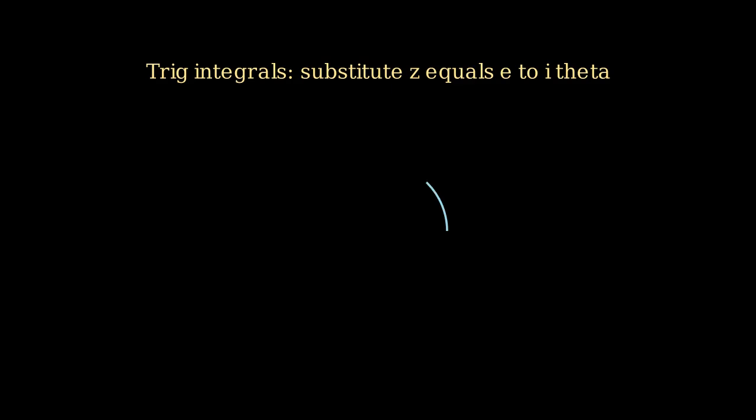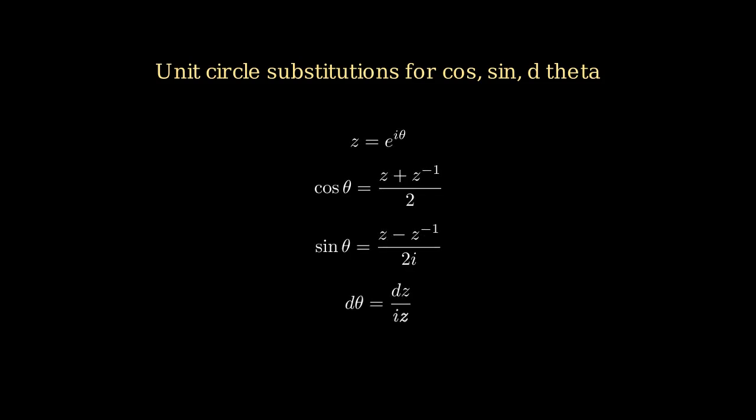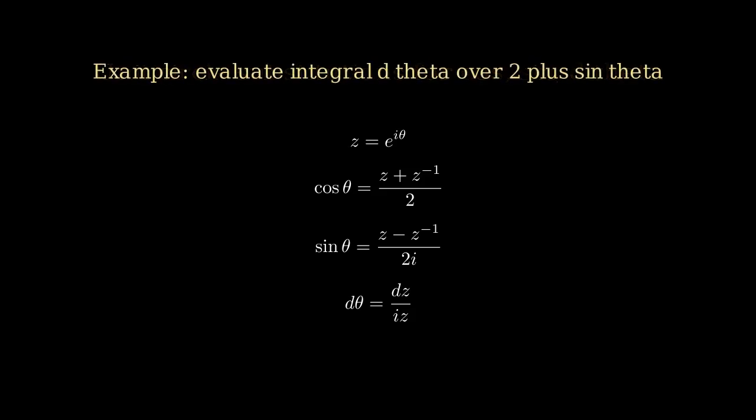Now, pattern to recognize. Whenever an integral runs from 0 to 2 pi and only involves cosine and sine of theta, substitute z equals e to the i theta, converting the whole thing into a closed loop integral around the unit circle. The substitutions are z equals e to the i theta, cosine theta equals (z plus z to the minus 1) over 2, sine theta equals (z minus z to the minus 1) over 2i, and d theta equals dz over iz. Worked example.